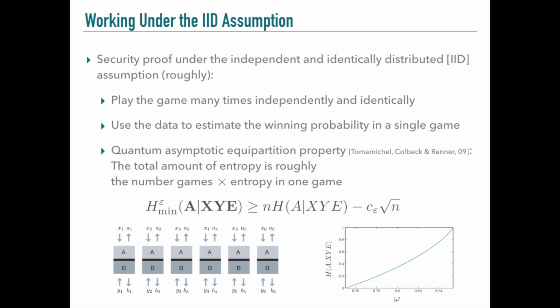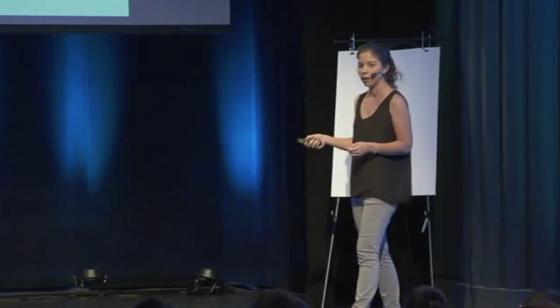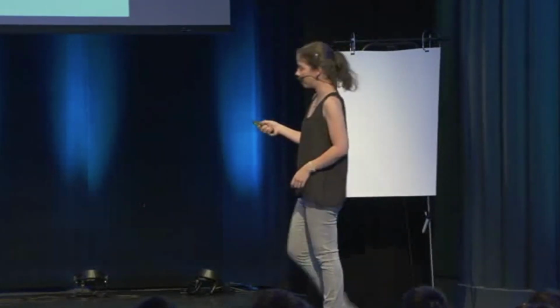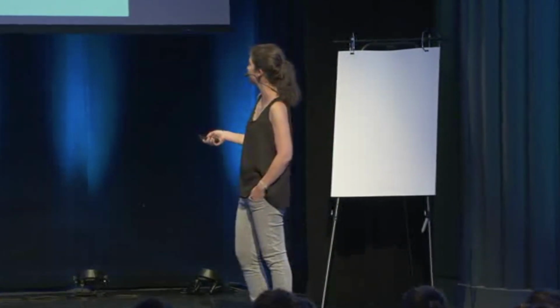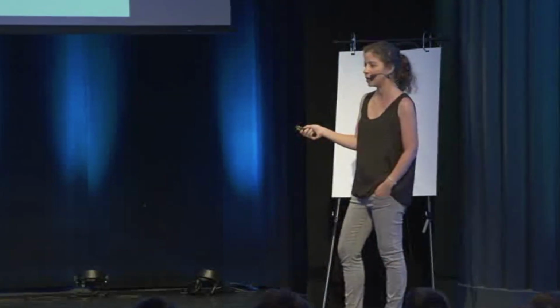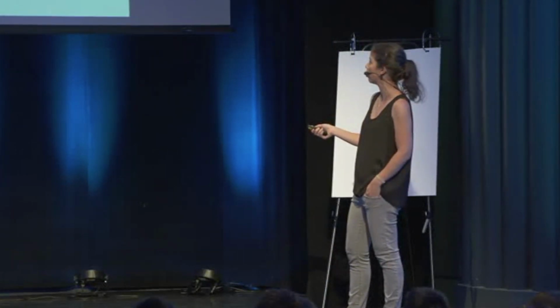And identical means doing exactly the same thing. So in the IID assumption, this is the situation that we consider. We play the game many times independently and identically, and then we use the data that was generated in order to estimate the winning probability in a single game. So it's an IID setting.